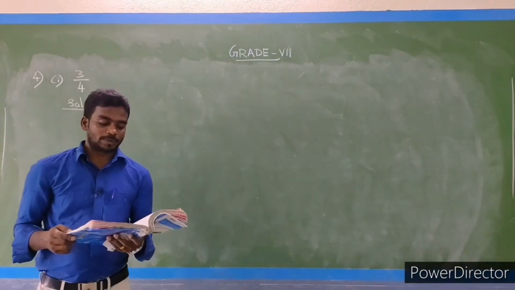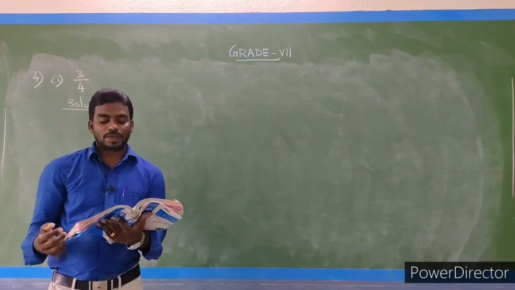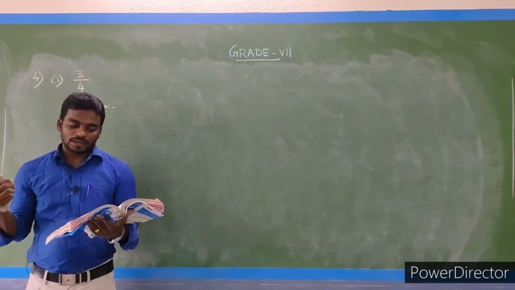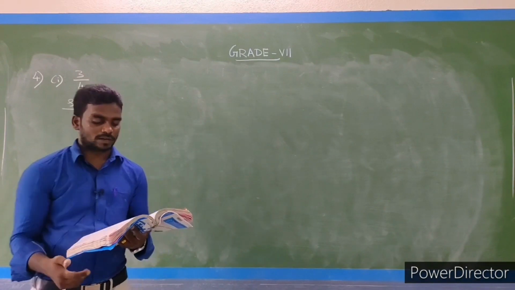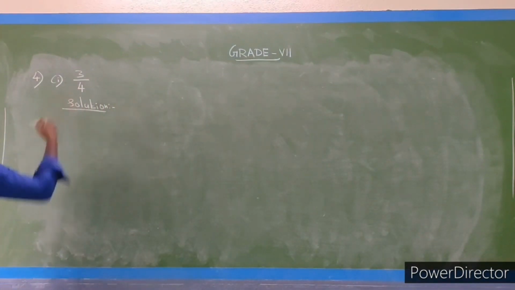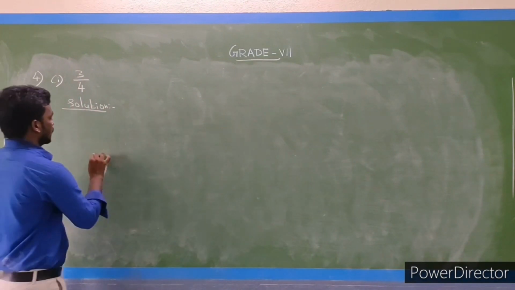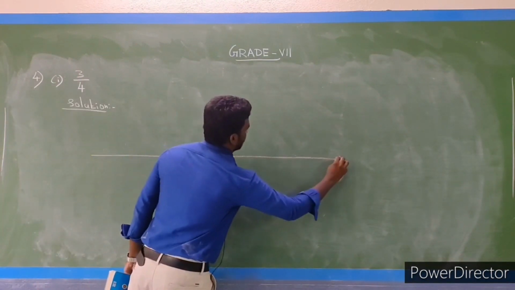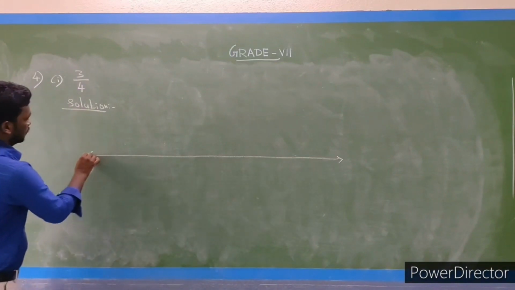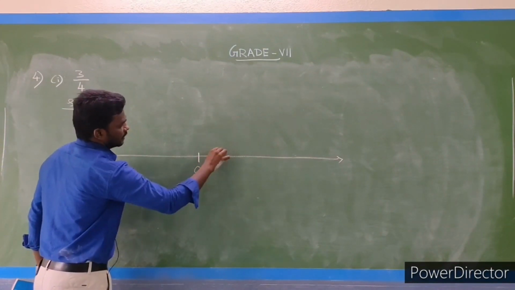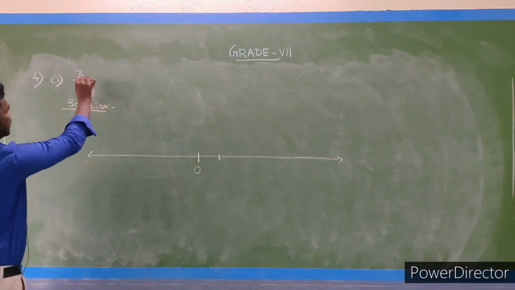Next, our fourth pattern: draw the number line and represent the following rational number on it. So first one, 3 by 4. How to represent the rational number 3 by 4 on the number line? First we can draw the number line. So 0 is here. Next, we can represent the number 3 by 4.